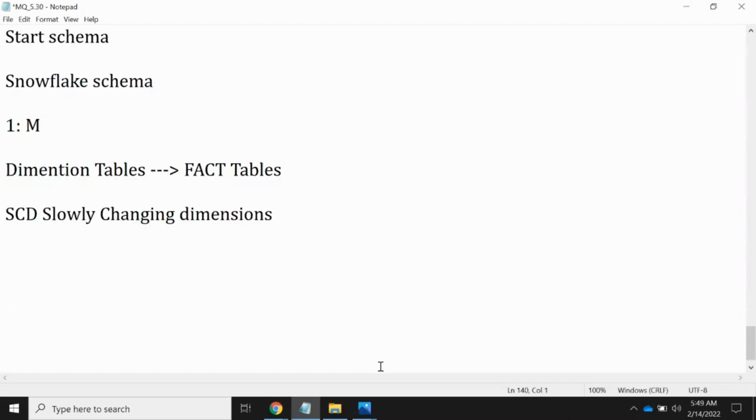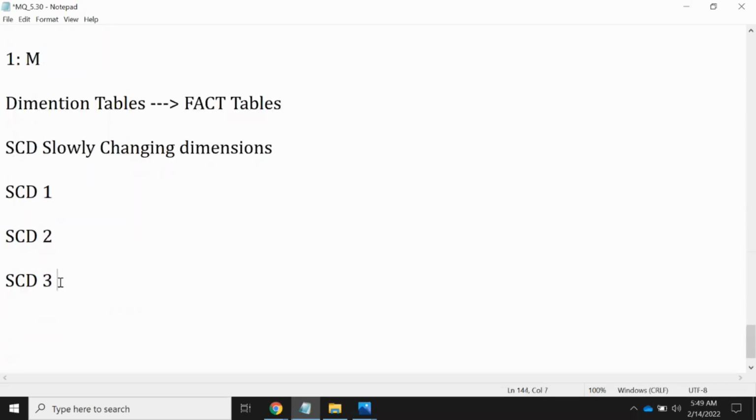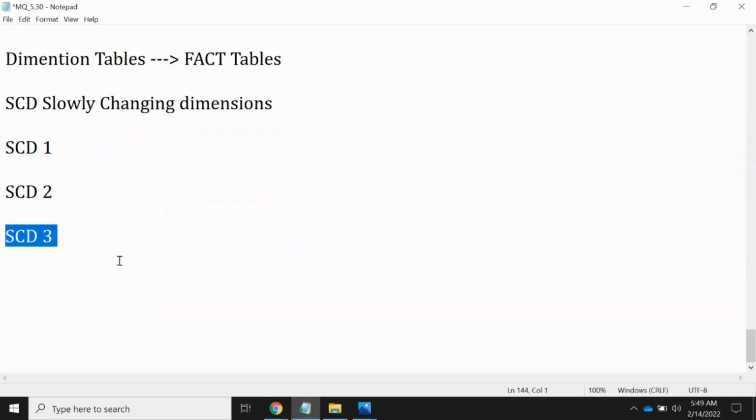Now, what is the main intention behind this? To maintain history. That's why they will use slowly changing dimensions. Now, how are they going to store these slowly changing dimensions? Let's say we have three types here: SCD1, SCD2, and SCD3. Slowly changing dimension 1, slowly changing dimension 2, and slowly changing dimension 3. So these are the three types of dimensions.